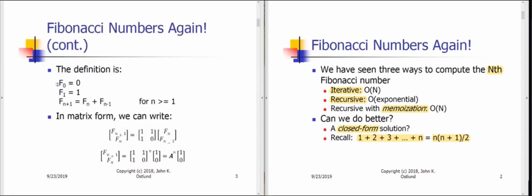Our recursive mathematical definition of the Fibonacci sequence looks like so. F sub 0 is 0, f sub 1 is 1, and then f sub n plus 1 is the sum of the previous two values, f sub n and f sub n minus 1, for any value n that's greater than or equal to 1. Now, there are many different approaches for figuring out a closed form solution to this.